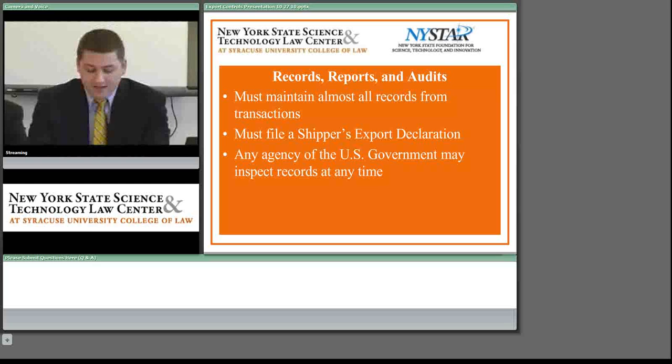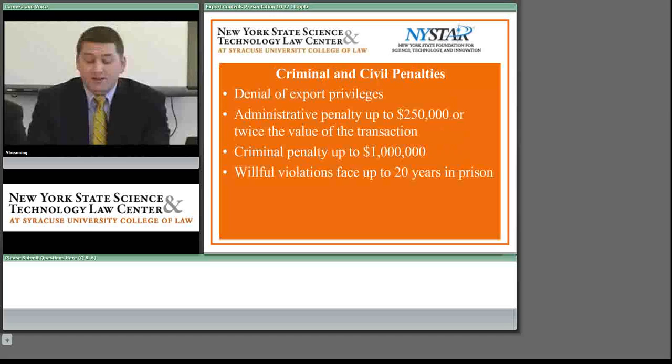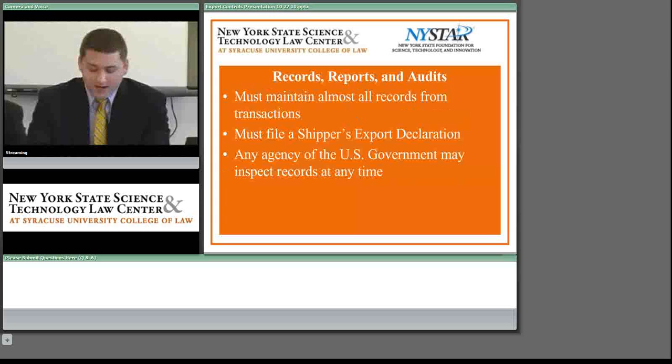In addition, you must file a shipper's export declaration with every item shipped, or an automated export system filing. The automated export system is the same thing as the shipper's export declaration, only it's an automated report filed electronically. Both must contain basic information such as the parties, a description of the item, and a license authority.